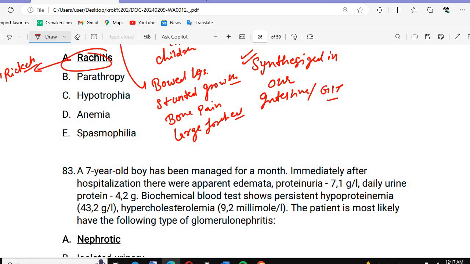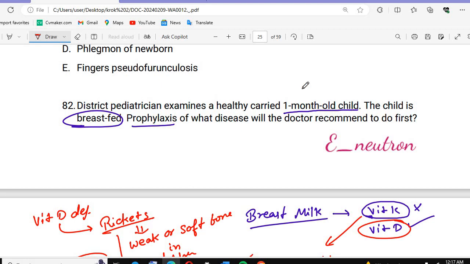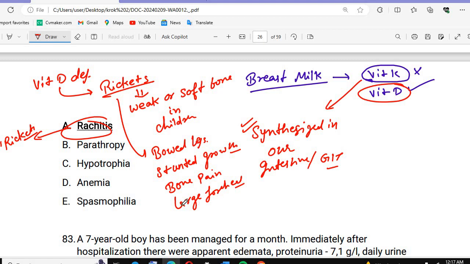So the most common cause of rickets is what? Vitamin D deficiency. So a 1 month old child is breastfeeding; prophylaxis of what disease will the doctor recommend first? That is vitamin D. Okay. Parathyroid, that is calcium. Hypertrophy, like after atrophy, hypertrophy, then anemia and spasmophilia.